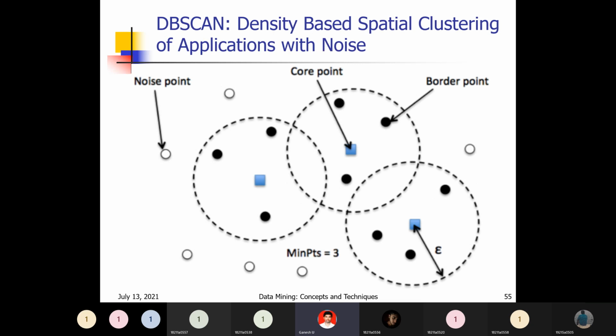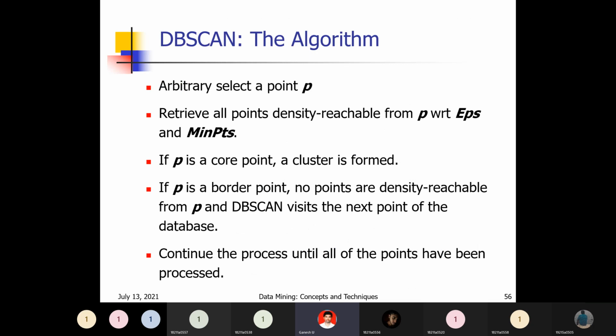Within that circle we are getting the minimum points, then we can say that is a core point. P is a border point when no points are density reachable from P. So we are not getting the minimum number of points. Here points means minimum number of points. So then that is not density reachable. That's why not getting the minimum number of points means it is not density reachable.